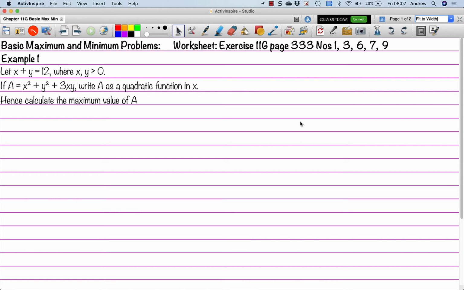x plus y is equal to 12. And they've also given you a second equation. A is equal to x squared plus y squared plus 3xy. Now, the approach to this problem is, in the first instance, to extract these two equations from the problem and write them down. So we have x plus y is equal to 12. And then we have A is equal to x squared plus y squared plus 3xy.